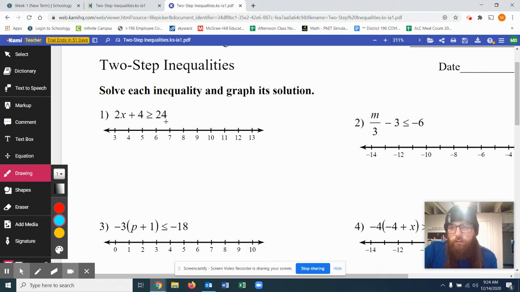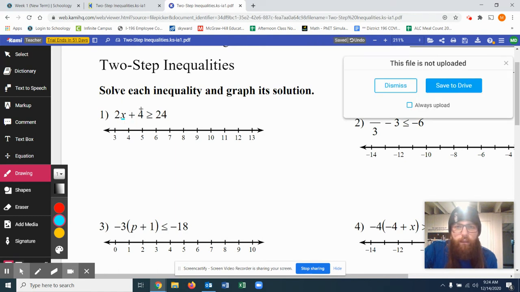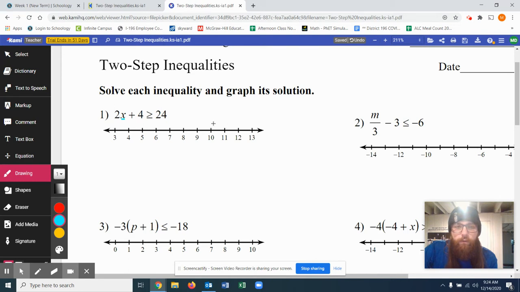What we're going to do is treat this just like it's an equation, and I need to figure out what x is. So that means I need to get rid of this 2 and this plus 4. We're going to get rid of the plus 4 first. I'm going to do that by subtracting 4 from both sides.